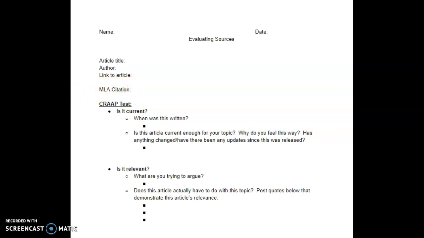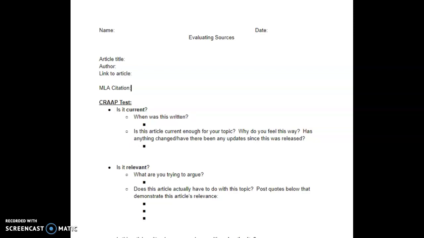And next, please put in an MLA citation. I really want you to make sure that you are practicing how to create MLA citations. In one of the previous videos, I showed you how to make one using EasyBib. Very helpful resource. Please feel free to reference that as well if you need help.